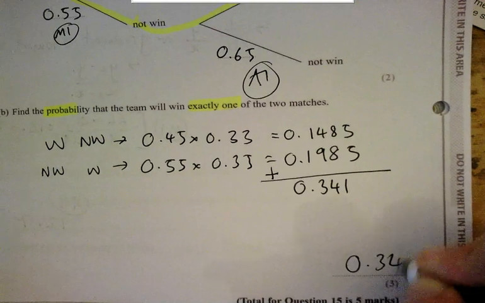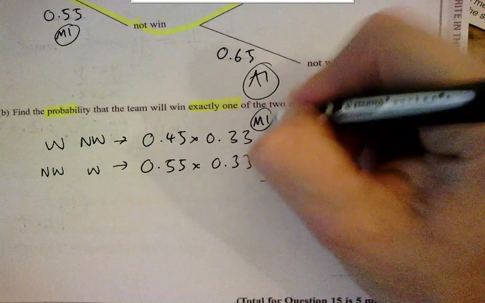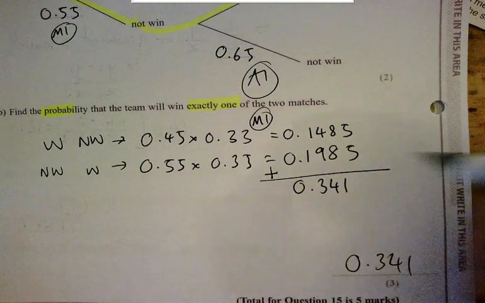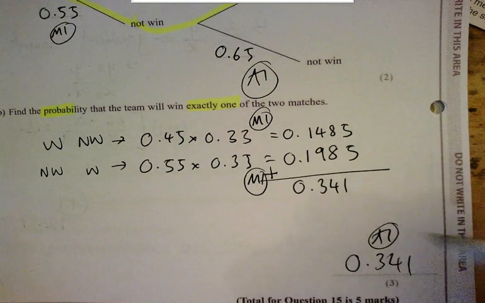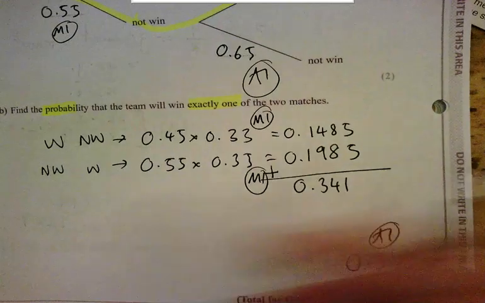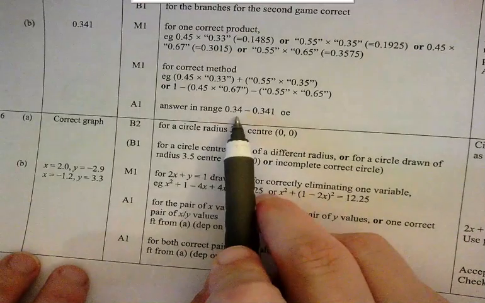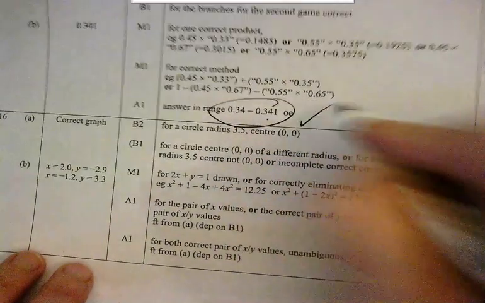Final answer. You'd get 1 mark for working out one of these, so having one of these multiplications, 1 mark for adding them together, and then full marks for 0.341. If you've got it actually in the range 0.34 to 0.341, you'll get full marks.